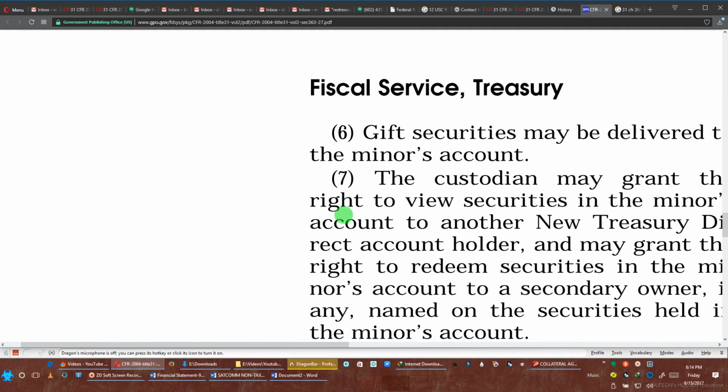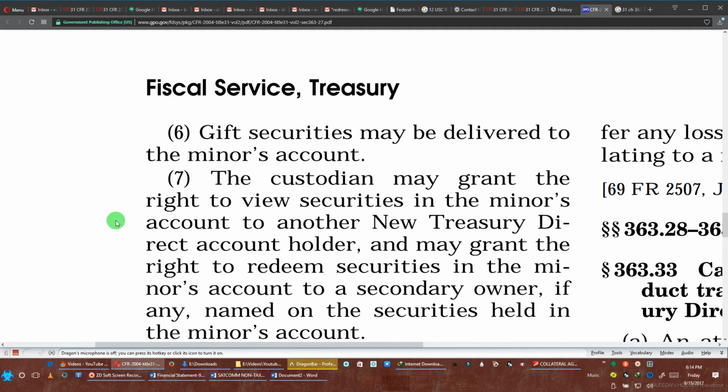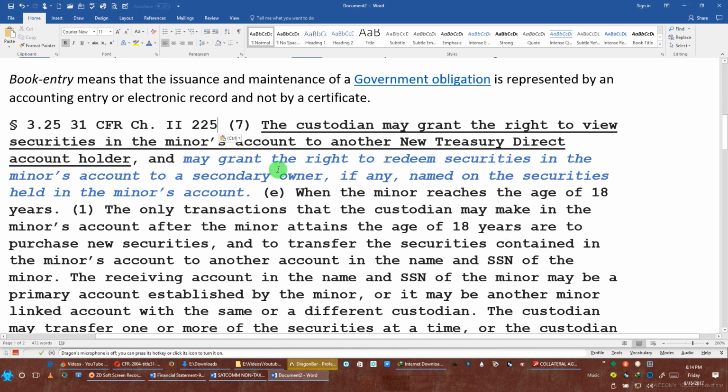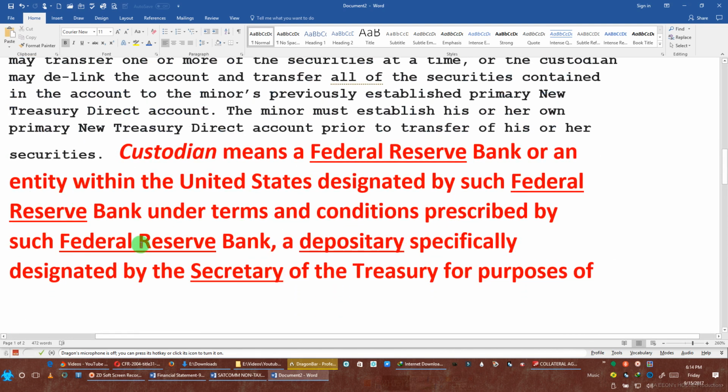Try Again, my song. Ladies and gentlemen, I want you to pay attention to what you get to do with the securities in your account. The custodian, the Federal Reserve. We've already read the code, who the custodian is, the same code we're reading right now. The custodian means the Federal Reserve Bank or an entity within the United States designated by such Federal Reserve Bank under the terms and conditions prescribed by the Federal Reserve Bank. So the custodian is the Federal Reserve.